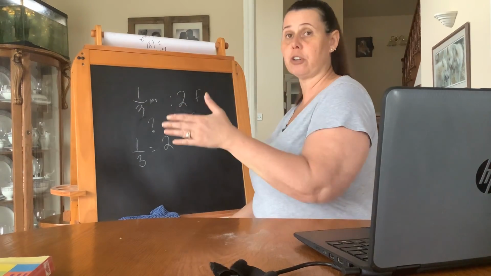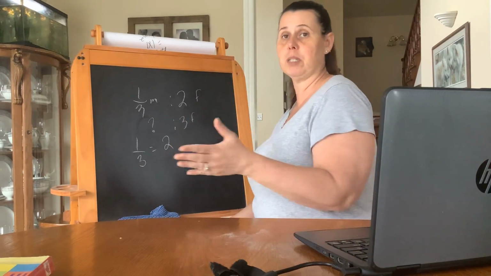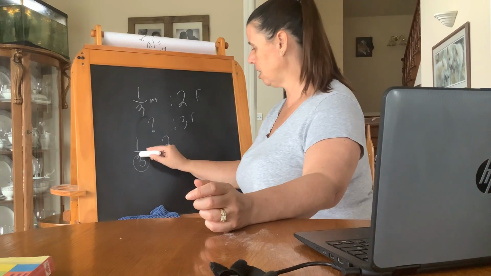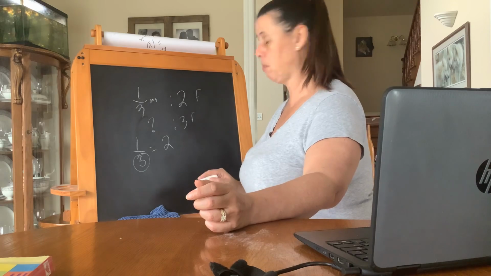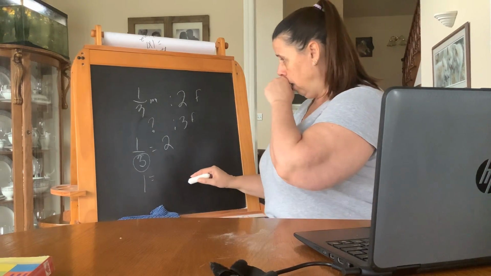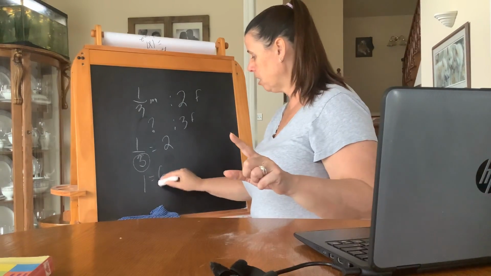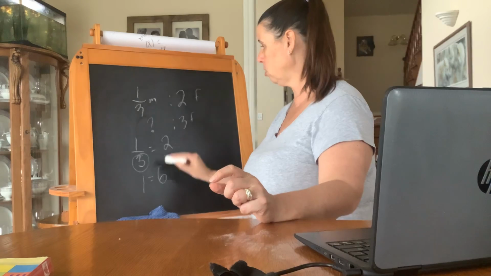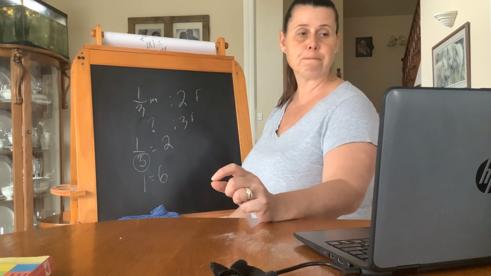So how many thirds make a whole? What do I have to times it by to make a whole? Exactly. So I'm going to times this by 3, and I'm going to times this by 3 to keep my ratio the same. So 1 cup of milk is to 6 cups of flour, because 2 times 3 is 6, right?